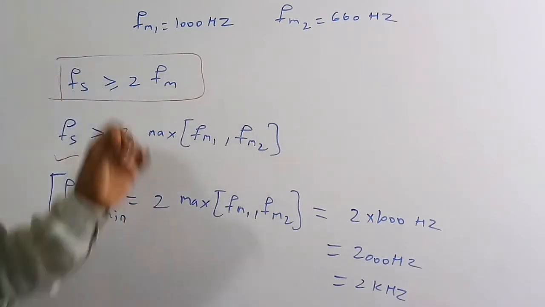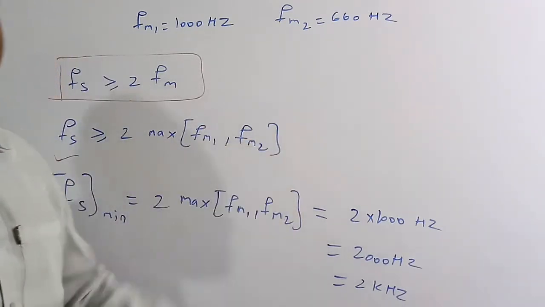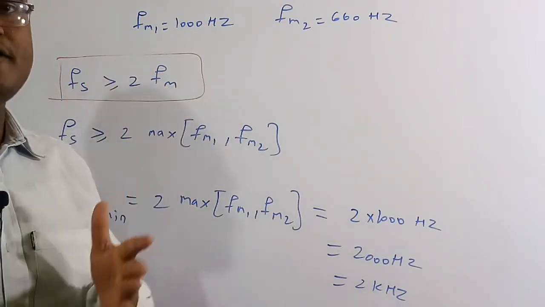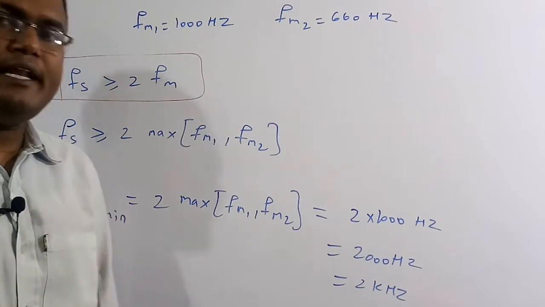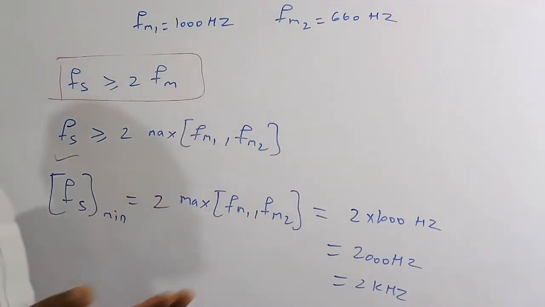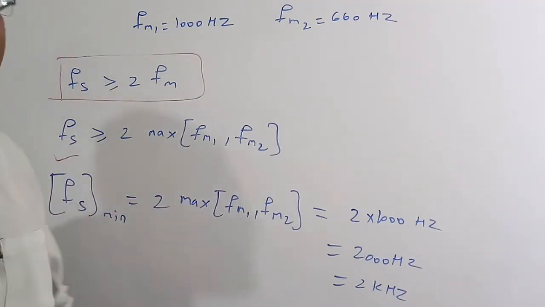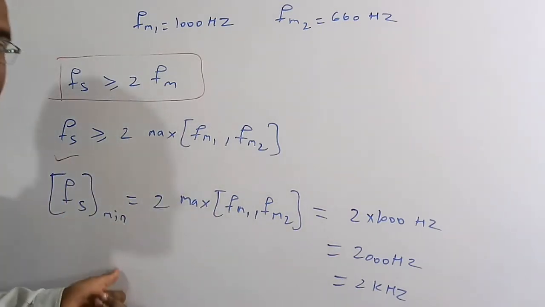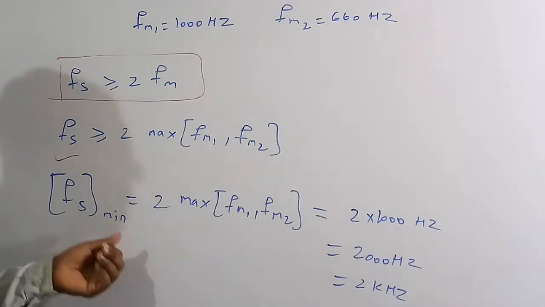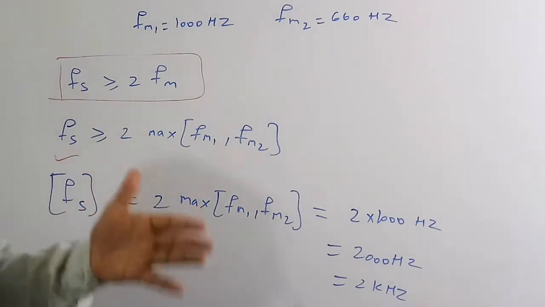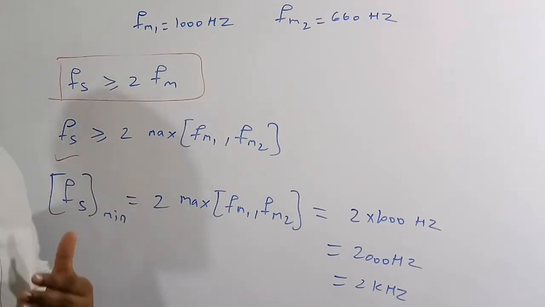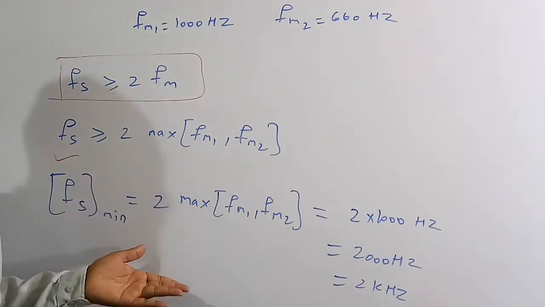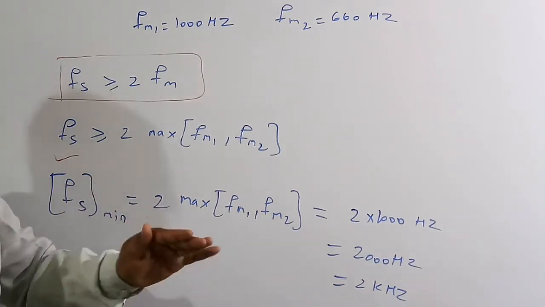If you sample this message signal at this frequency, then by using demodulation we can easily get the original signal back. There will be no aliasing effect, where higher frequencies become lower frequencies. This aliasing effect is absent if you do the sampling with this frequency. But if you sample at a lower frequency, aliasing will occur, and the higher frequencies will go into the lower frequency range. So always sample above this minimum frequency, not below it.